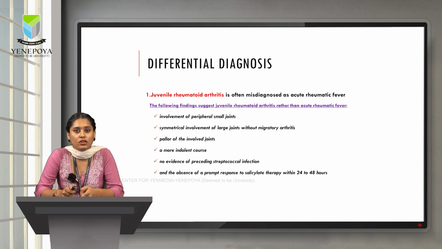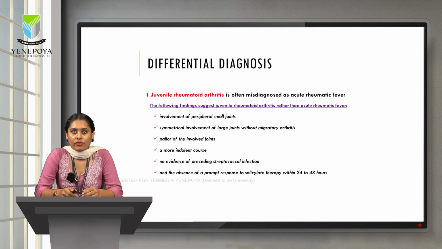So it can be just a rheumatoid arthritis, which is often misdiagnosed as acute rheumatic fever. The following features will be suggestive that it is a juvenile rheumatoid arthritis rather than acute rheumatic fever. So one thing you have to see in this is involvement of the peripheral small joints. I have already told you acute rheumatic fever is going to involve the major joints. So in juvenile rheumatoid arthritis, the involvement of peripheral small joints is also seen.